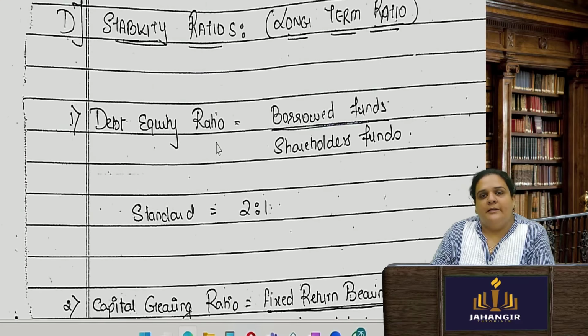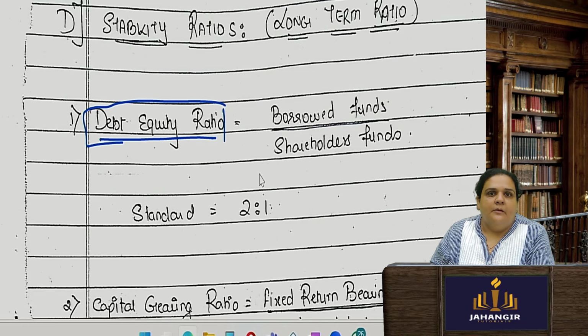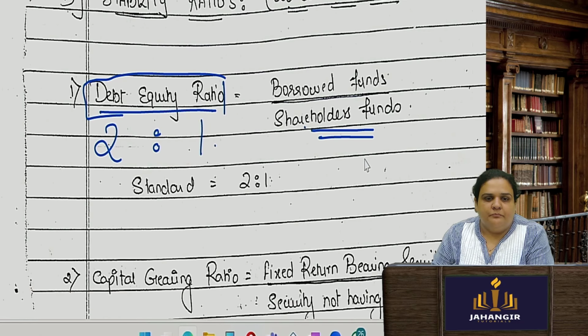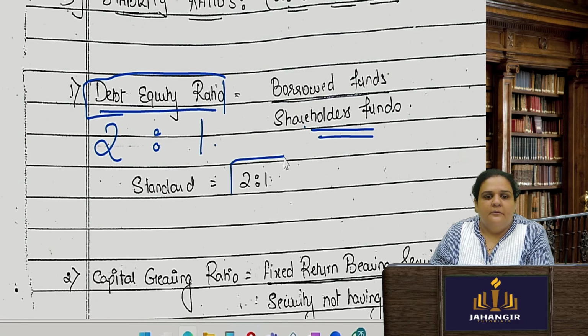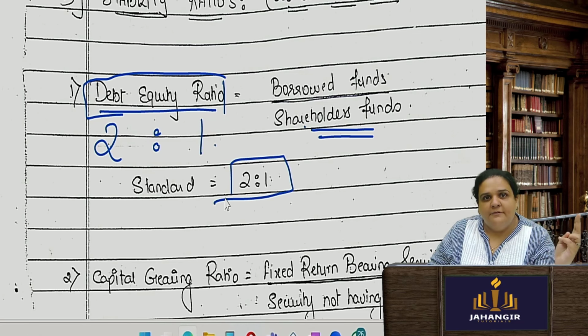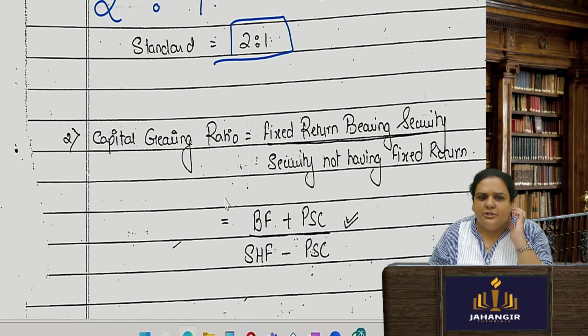Then you have the stability ratio. In stability, we have long-term and short-term stability. Long-term debt equity ratio. Without this, we will never be able to do any sum. Why? Because for every 2 rupees of debt, they say 1 rupee of equity is what is standard. Borrowed funds upon shareholders' funds, debt equity ratio. This is the standard. Okay, so basically you should have 2 rupees of debt against your 1 of your own fund.